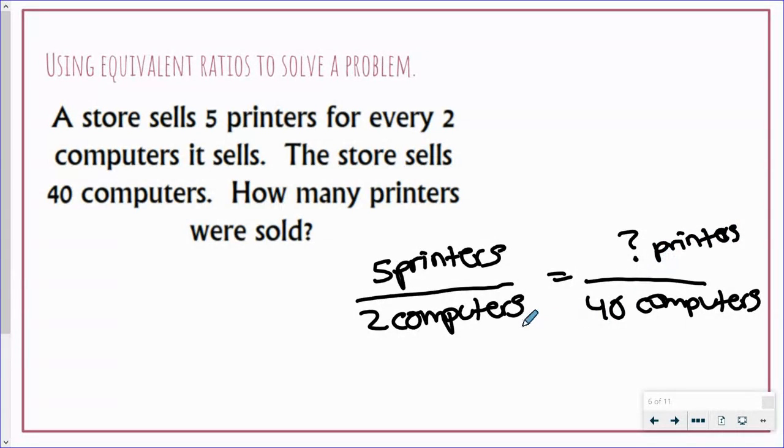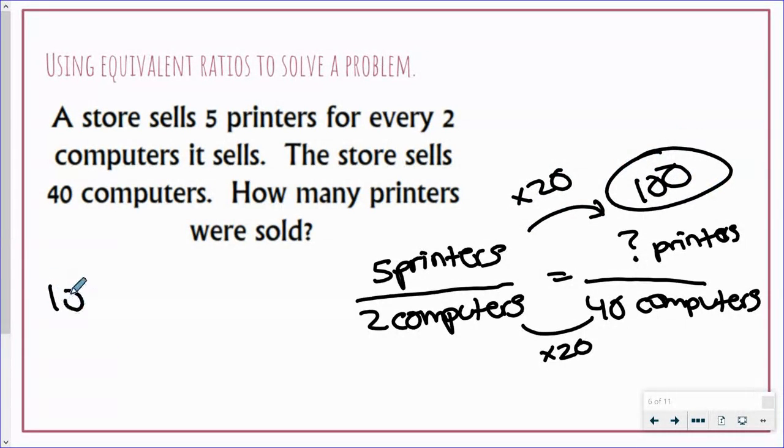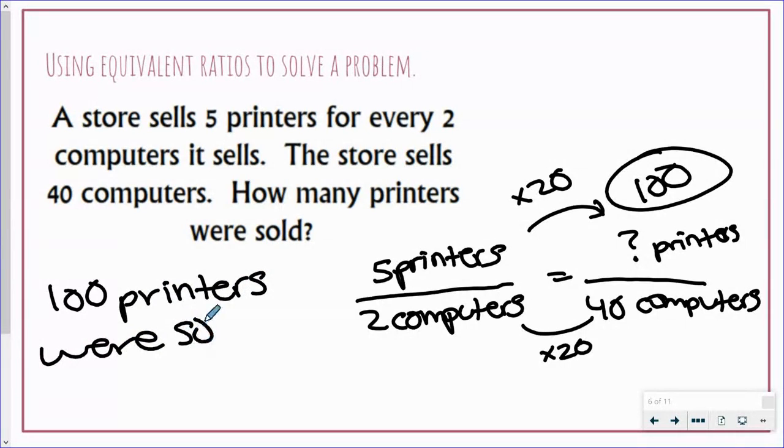So now I need to figure out how I went from 2 to 40, and that is going to be multiplying by 20 because 2 times 20 is 40. 5 times 20 would be 100. So 100 printers were sold. Again, 5 printers to 2 computers. If we went from 2 computers to 40 computers, that would be multiplying by 20. 5 printers times 20 is 100 printers.